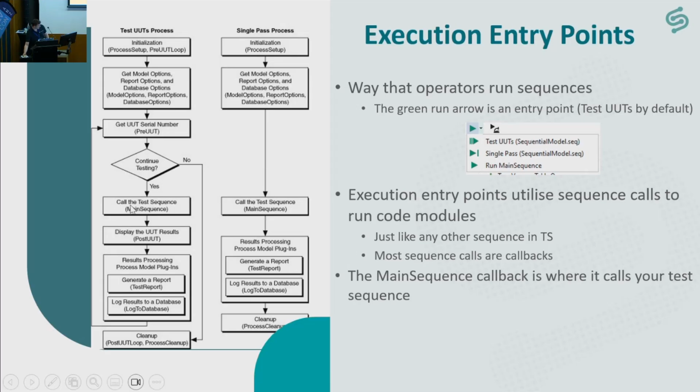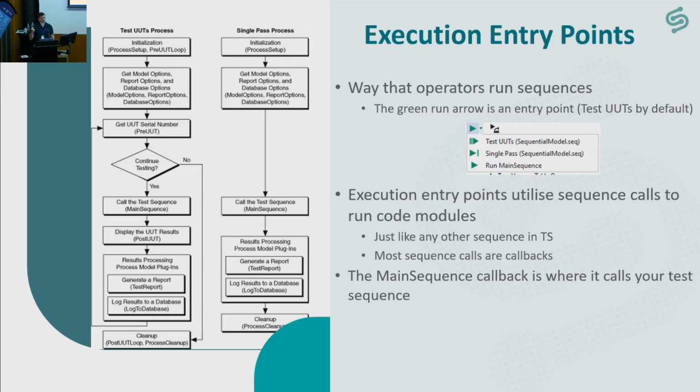And then this main sequence section is basically a callback, so your calling code can override the function that happens here. That's basically where your test happens. Each of these points is a callback, which we'll talk about in a little bit. After you've done your testing, you gather the results, display any UUT results to the user, generate test reports, and log to a database if you have one.